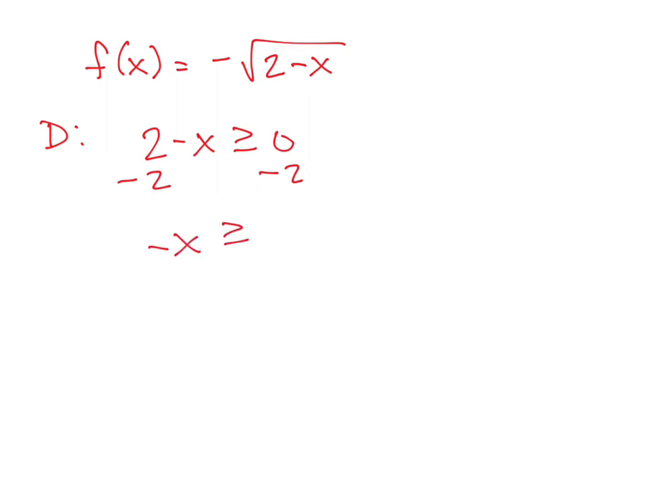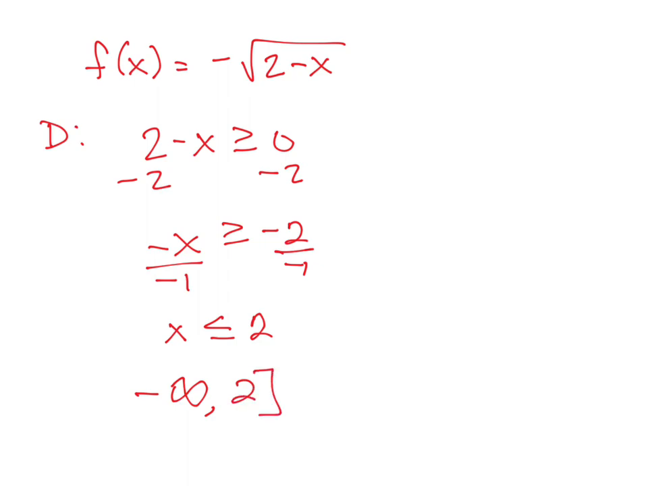Negative x is greater than or equal to -2. Yeah, flip the sign. And flip the sign. Good. X less than or equal to 2. Perfect. So now how do we put that in interval notation? X is everything less than or equal to 2. Negative infinity to 2. Square bracket on 2. Open bracket on negative infinity. That's saying I go up to 2, but I stop there.